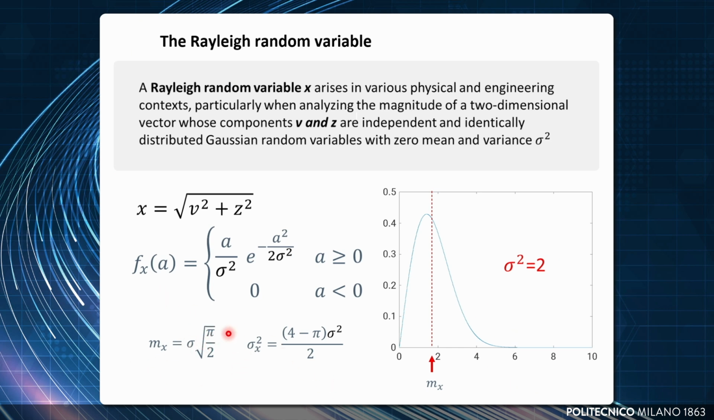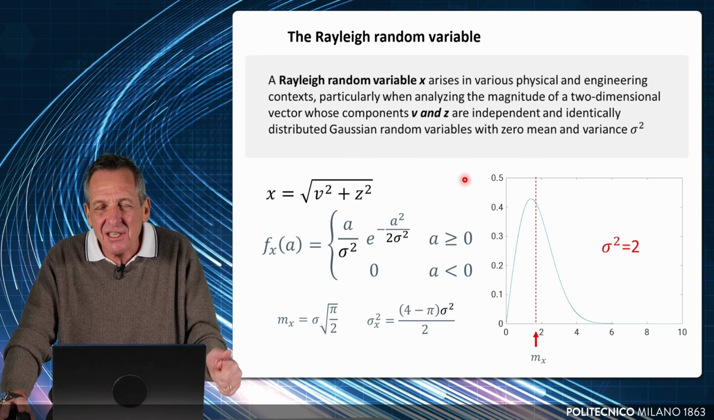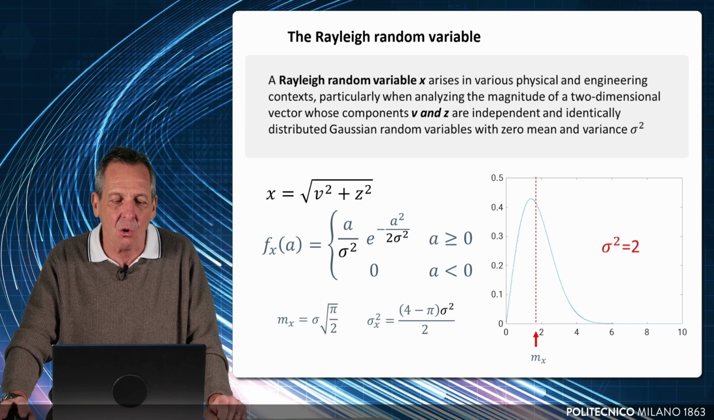The mean, as in this formula over here, depends on the standard deviation of the Gaussian variables v and z, and the variance of the Rayleigh depends again on the square, that is, on the variance of the variables v and z. Quite an important function, widely used in physics and engineering problems.